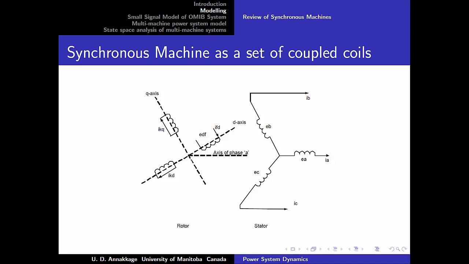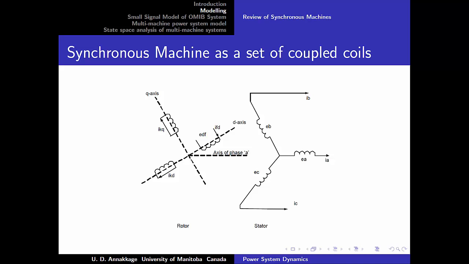On the left, we have the rotor coils. FD is the field winding with an induced voltage of EFD and a current IFD going into it. The magnetic axis of the field winding is called the D axis. The damper windings or amortisseur windings are shown as short-circuited coils on each axis.